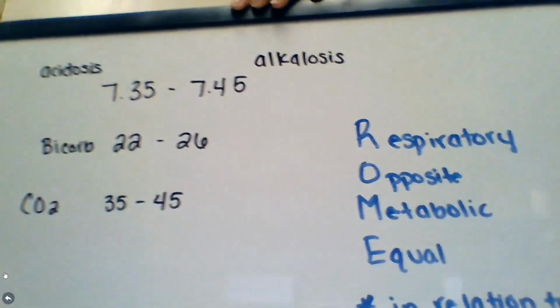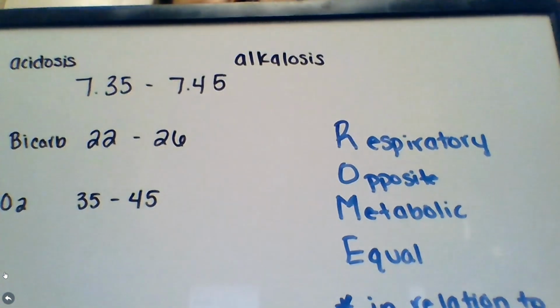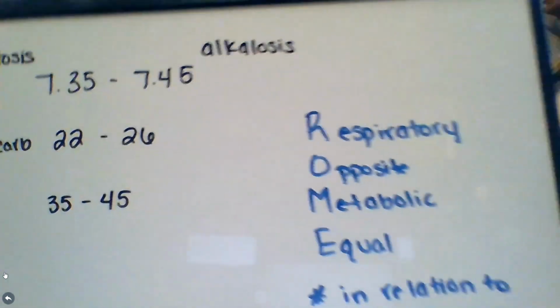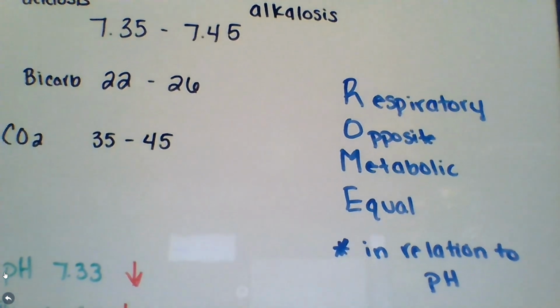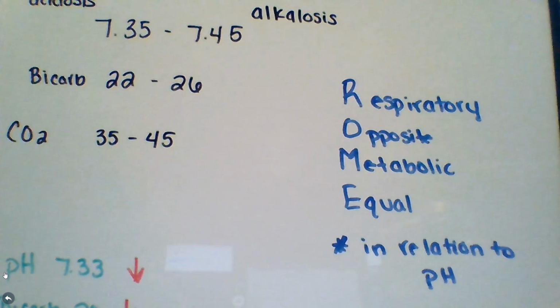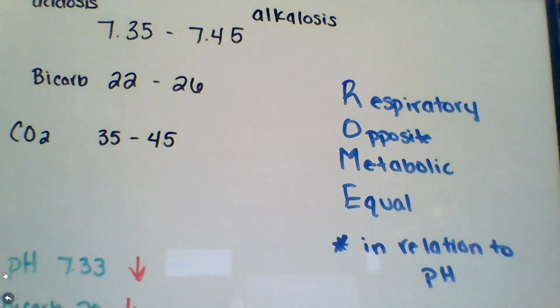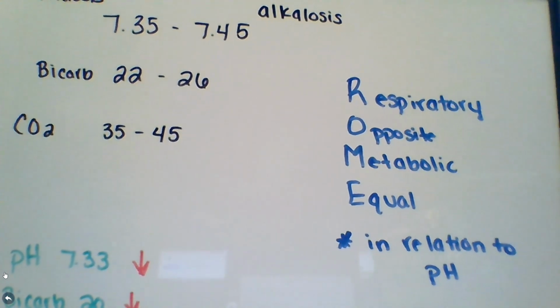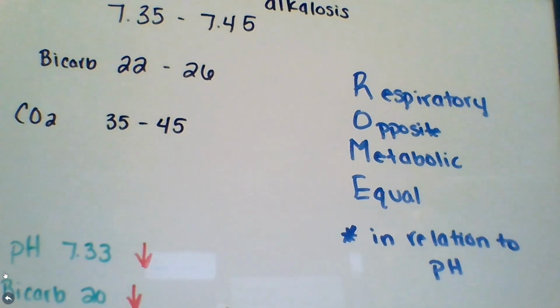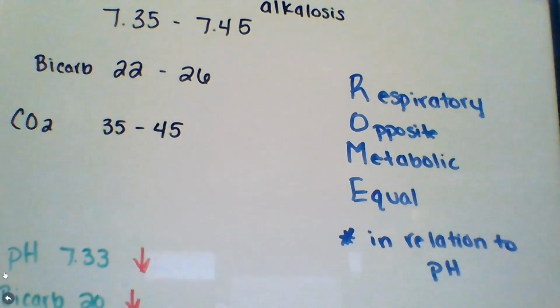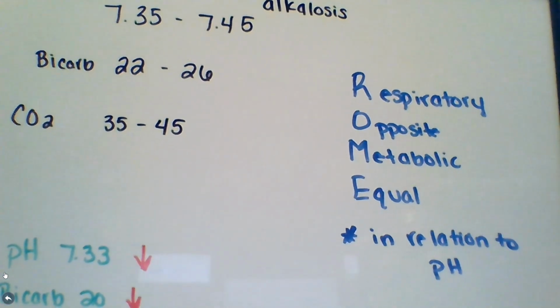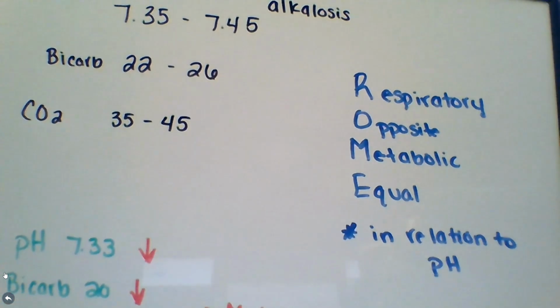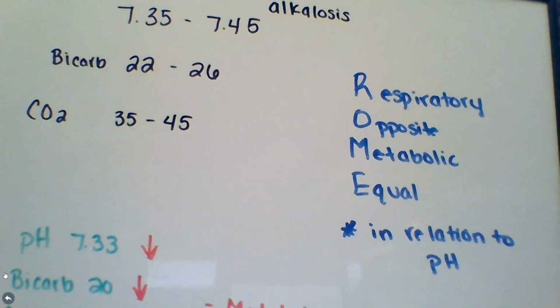Okay? And according to ROME, see, there we go. Can you see that? Respiratory, meaning the CO2, would have to be opposite of the pH. So if the CO2 was high, the pH would have to be low to indicate a respiratory problem. Metabolic is equal. So if the bicarb was low, the pH would also have to be low to indicate a metabolic problem, again in relation to pH.